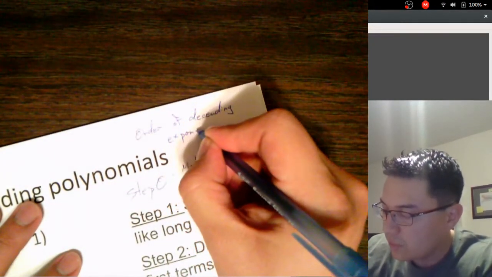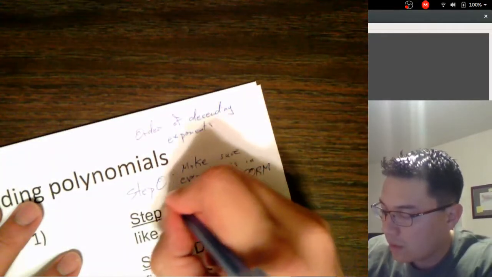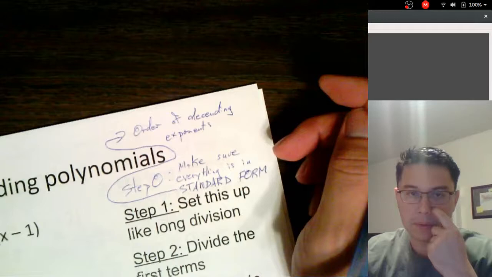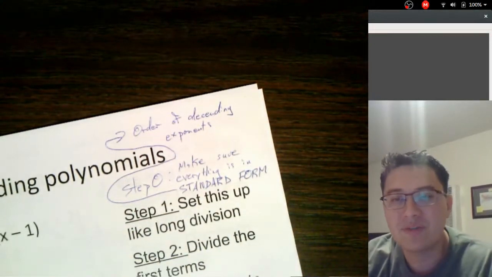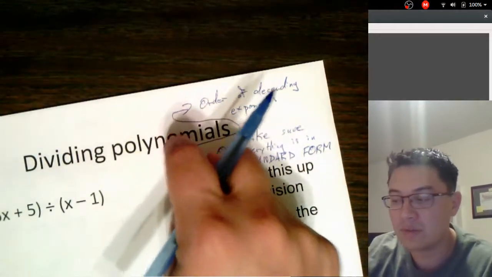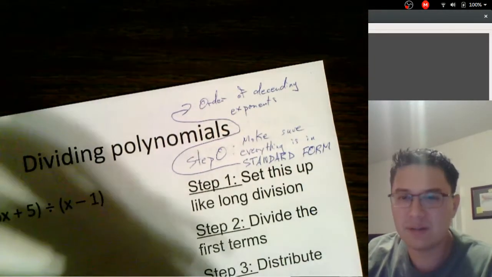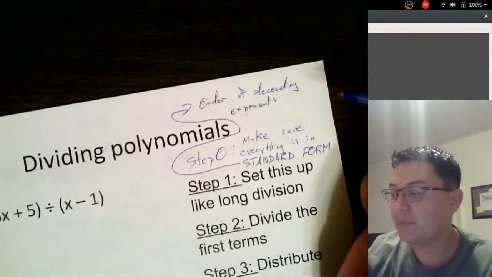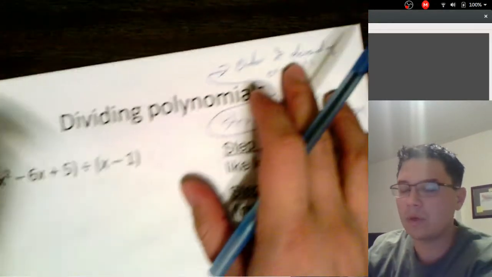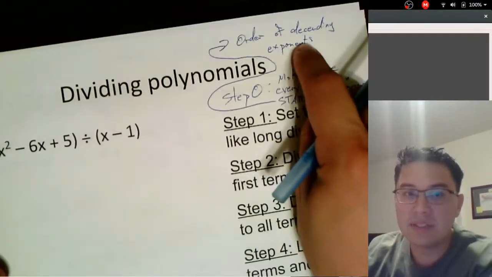Okay. This really only matters for division by polynomials. When you're doing that reverse factoring or reverse distribution thing that we did when we were dividing by monomials as opposed to dividing by polynomials. When you're dividing by monomials, it really doesn't matter. When you're dividing by polynomials, it actually makes a really big difference. So it's actually kind of an important detail here. So order of descending exponents.